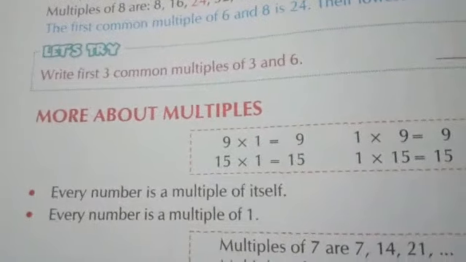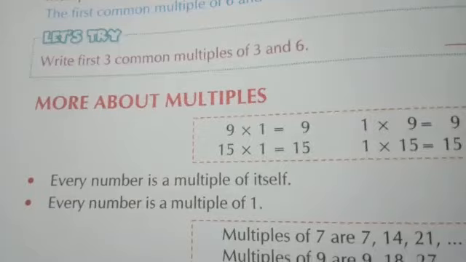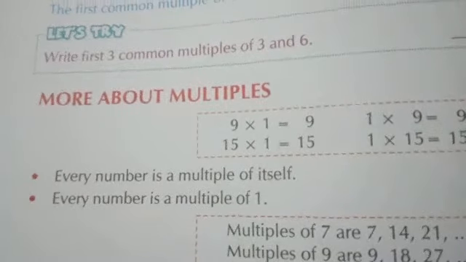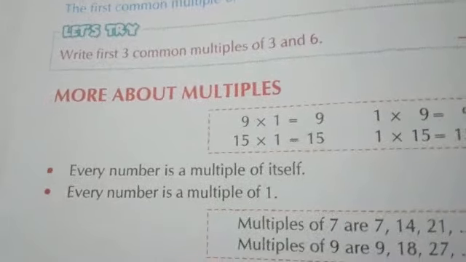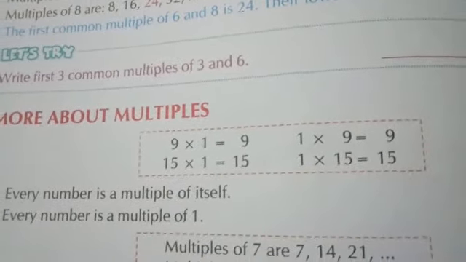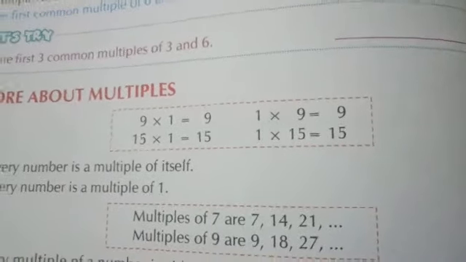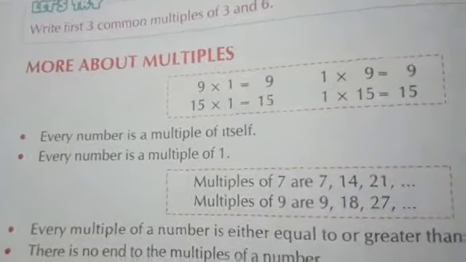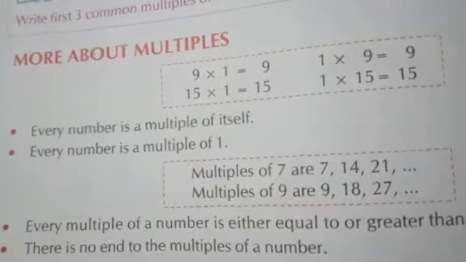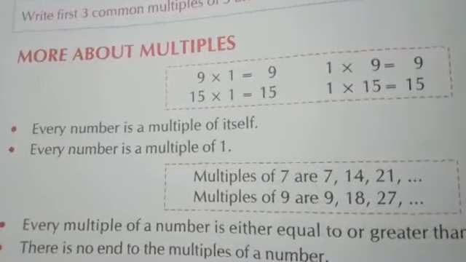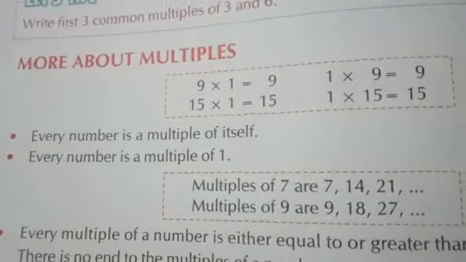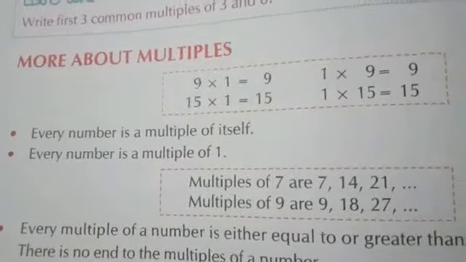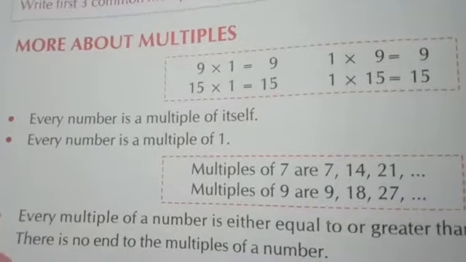In the same page it is given more about multiples. So every number is a multiple of itself. See here that it is given 9 ones are 9 or 1 nines are 9. Same way 15 ones are 15 and 1 15s are 15. Another property is given, every number is a multiple of 1. Whichever table you are reading, all the thing will come in one table.